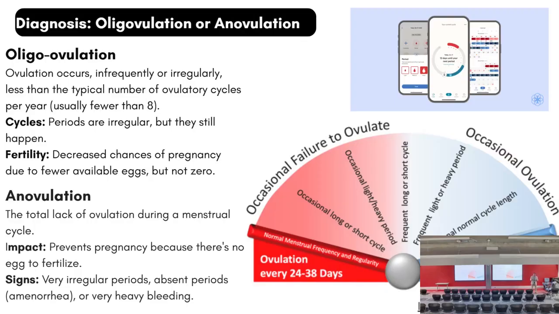On the other side of things, we've got anovulation or amenorrhea, and this is the loss of the menstrual cycle. So there's no menstrual cycle at all, and when this happens, there's no chance of becoming pregnant. It's very irregular, and in fact, when periods do occur, they're very, very heavy as well.